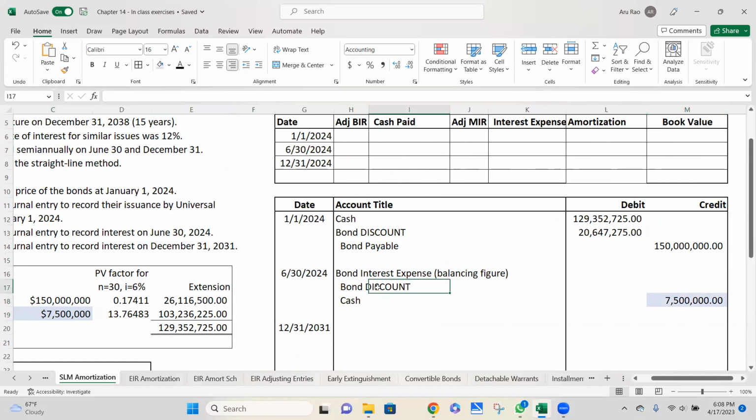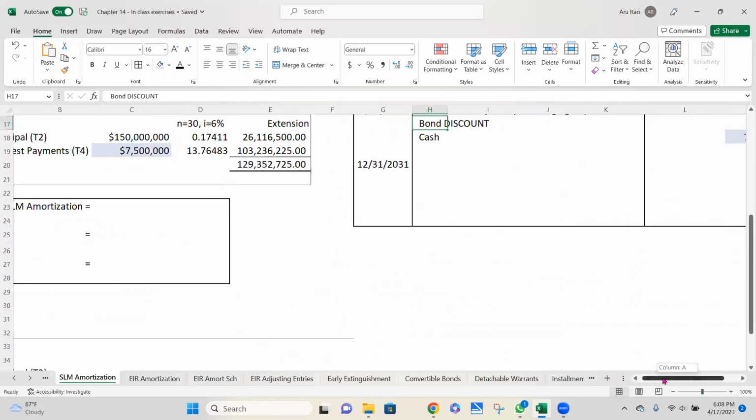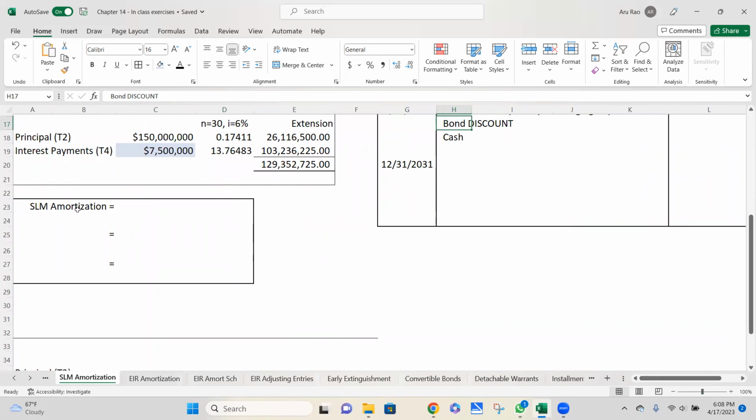Now, how much am I going to amortize the bond discount? That's a really easy calculation with the straight line method. For the straight line method, the amortization is the total bond discount divided by the total number of interest payments. The total bond discount, I know that number. It's basically the 150 million minus how much I received. That's the discount. Divide by 30. And I do that calculation only once, the amortization.